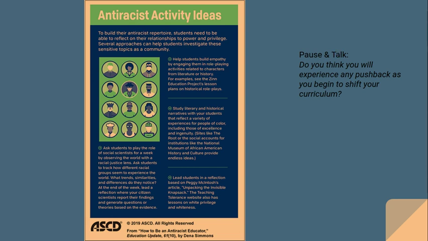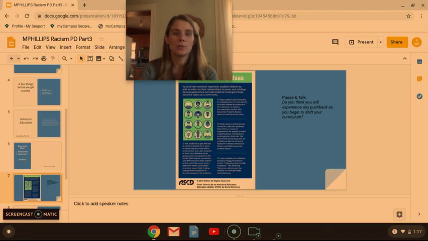So asking students to play the role of social scientists for a week, and of course this depends on the grade level that you're working with, but help students build empathy by engaging them in role playing. And you can use that with their characters from literature or history. Study literary and historical narratives with your students that are reflecting a variety of experiences of people of color. And then lead students in a reflection based on Peggy McIntosh's article, Unpacking the Invisible Knapsack. That is a very powerful activity. These are just some ideas just to give you some information on what this looks like.